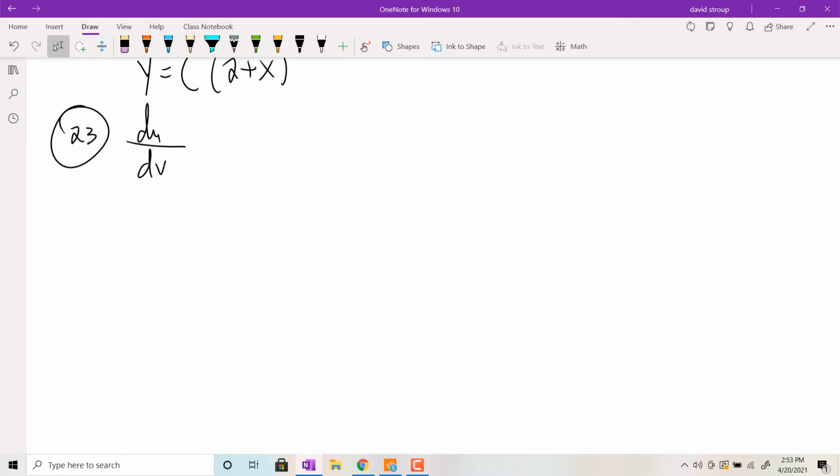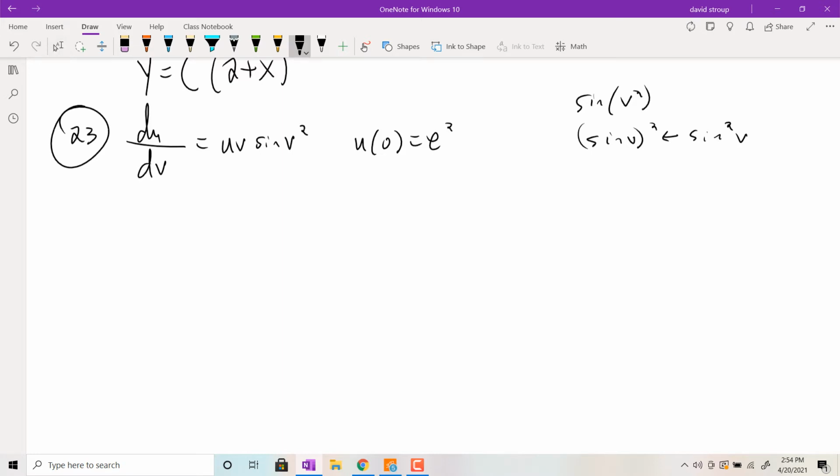So to do that, we need an initial condition. So we have u times v sine of v squared, and then u of 0 equals e squared. You know it's sine of v squared and not sine squared of v, because if it was that, they would have written it sine squared v. A lot of people ask me that question, but they are indicating this. That's what this means.